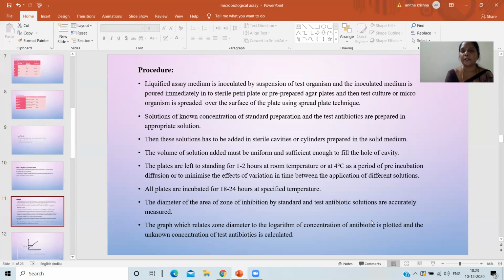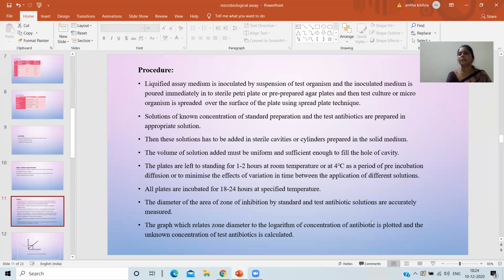Now, how you perform this cup plate technique: first you take the liquid medium and add the suspension to it, and this inoculated medium is immediately poured onto a sterilized Petri plate or pre-prepared agar medium. Then, whatever test medium you have poured onto the pre-prepared agar medium, you use a spread plate technique and spread the organism on the surface of the medium.